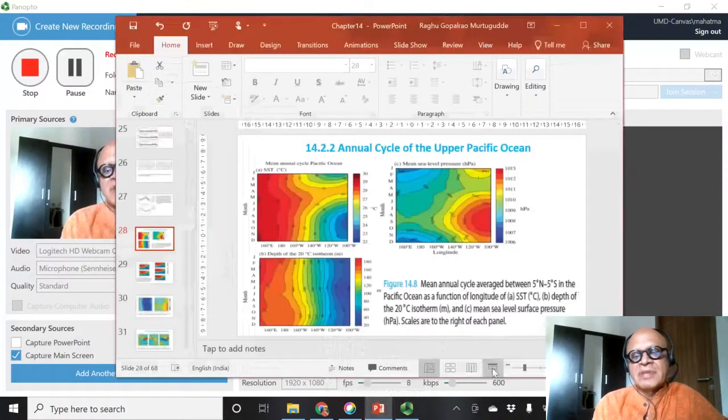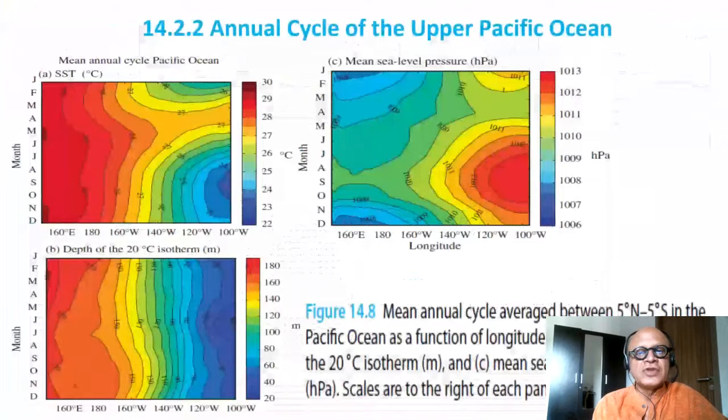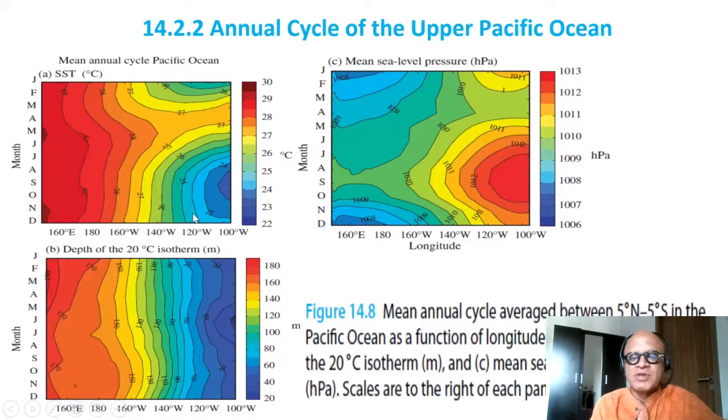We have already implied that El Nino and La Nina are coupled ocean-atmosphere phenomena, so we must look at the annual cycle of the upper Pacific Ocean as well. There are some very interesting features which some of you may already be aware of. We are looking here at the mean annual cycle averaged between 5 north and 5 south in the Pacific Ocean.